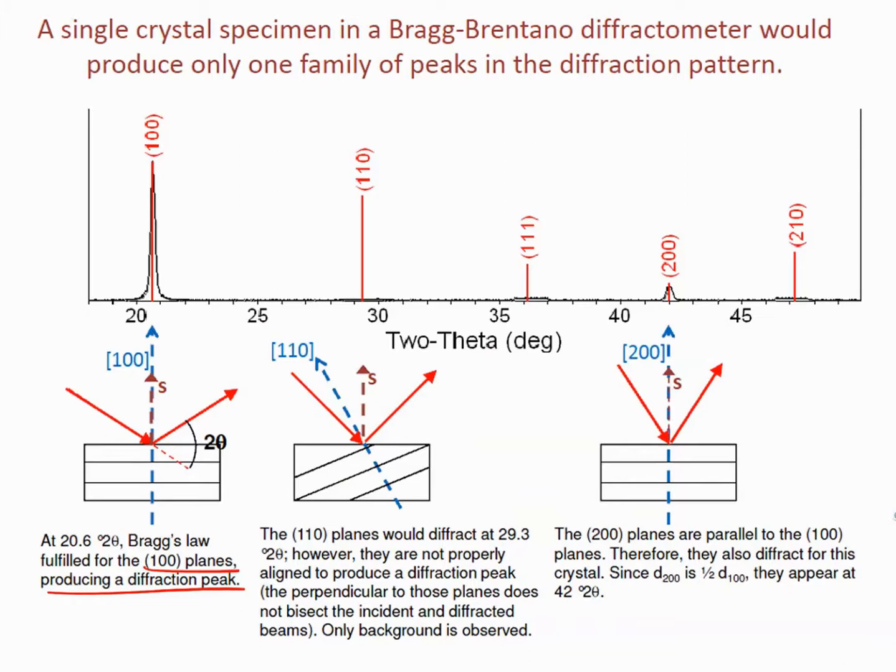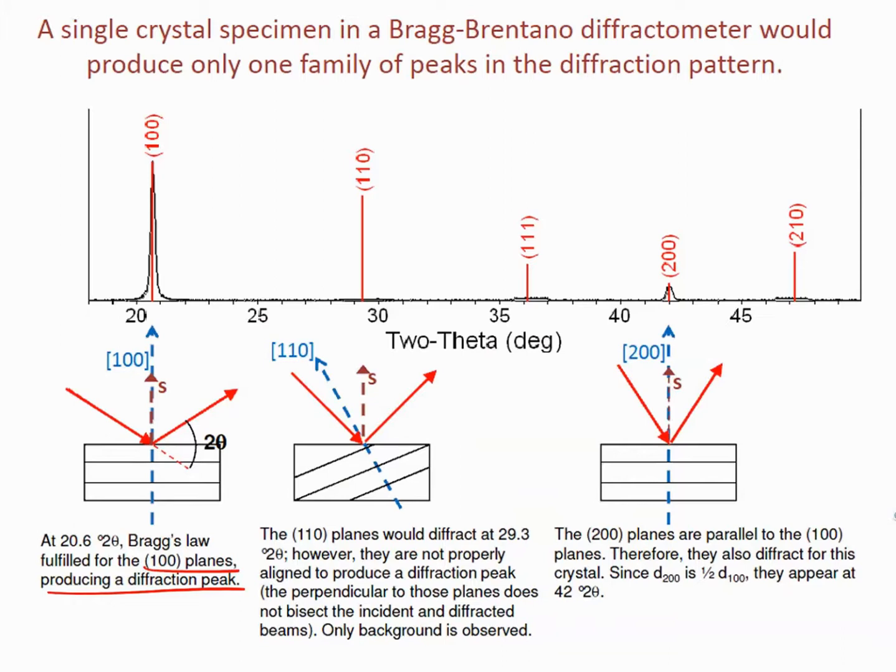Only background is observed. And then for the 200 plane, the 200 plane is parallel to the 100 plane, therefore they also diffract for this crystal. Since the 200 plane spacing is half the 100 plane spacing, the angle value would double. It's about 40 point something. Okay.